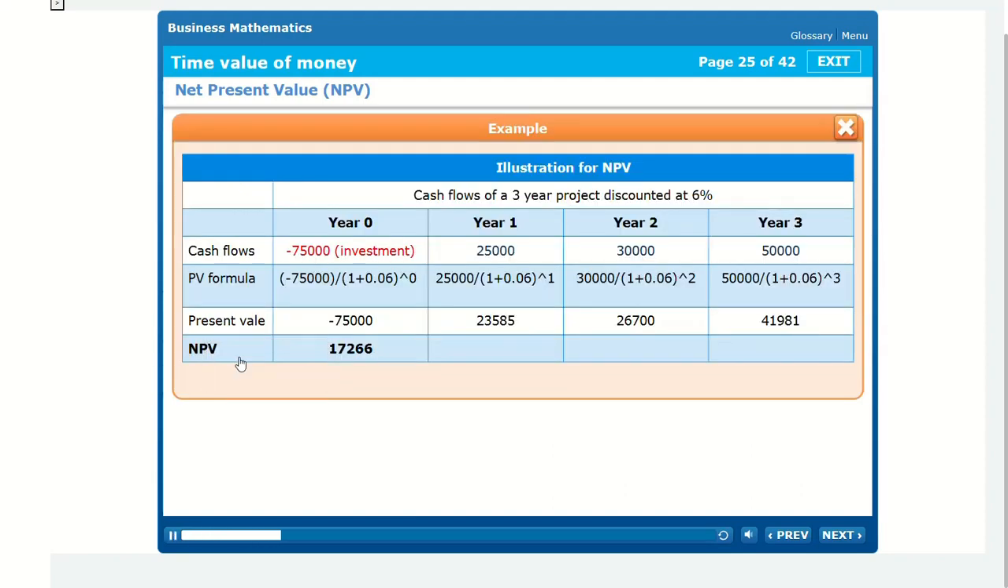Example. Illustration for NPV. Cash flows of a 3-year project discounted at 6%.